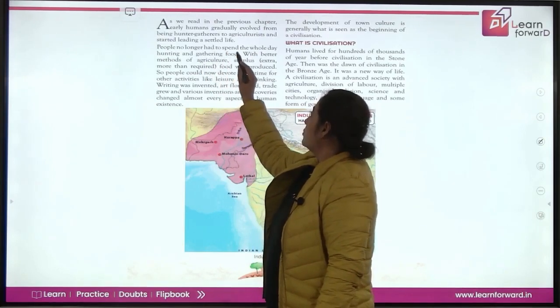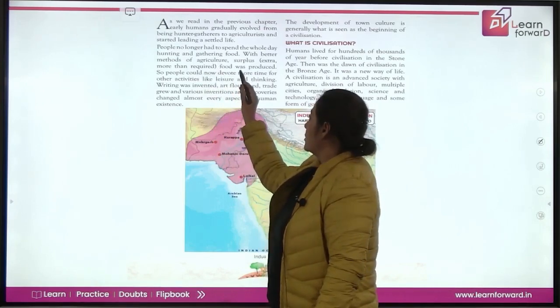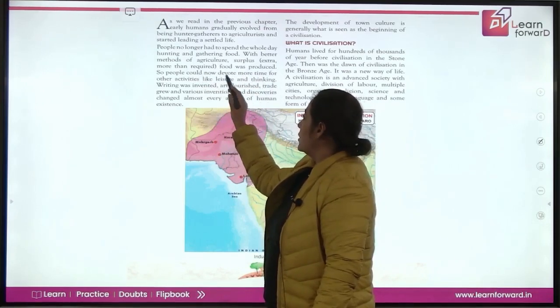We no longer had to spend the whole day hunting and gathering food. With better methods of agriculture, food was surplus. So people would now devote more time to acquiring leisure.